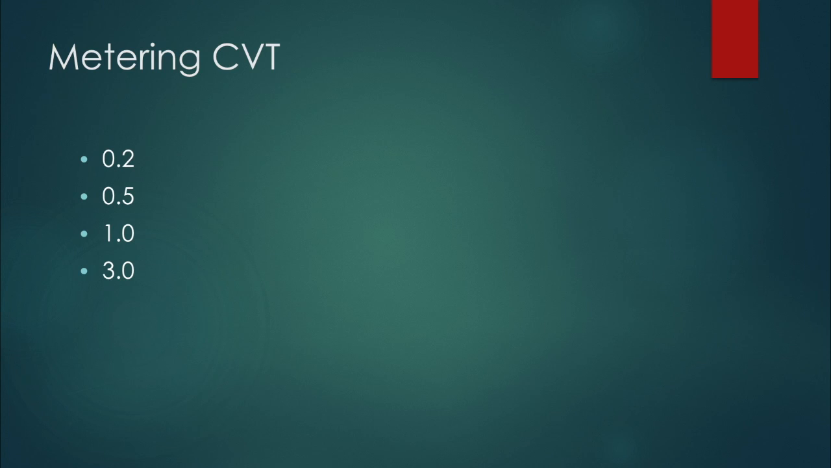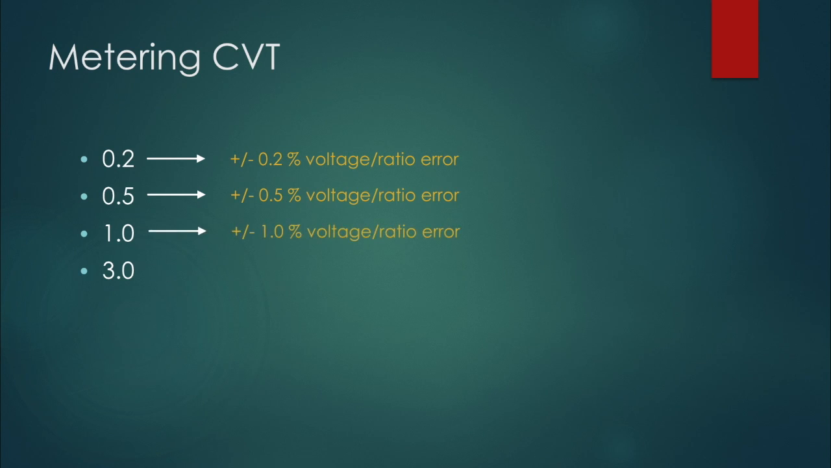So for example, accuracy class of 0.2 indicates voltage error equal to plus or minus 0.2%. Similarly, 0.5 class indicates voltage error equal to plus or minus 0.5%. Class 1 indicates error of 1% and class 3 indicates error of 3%. So the lesser the voltage error, the more accurate the CVT is. This was about the accuracy class of metering CVT.